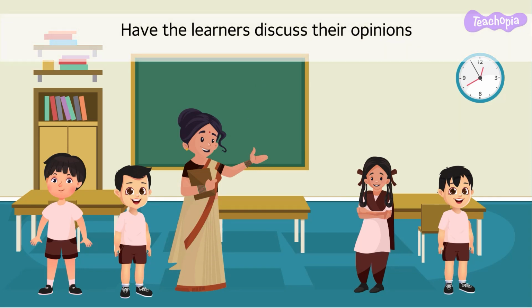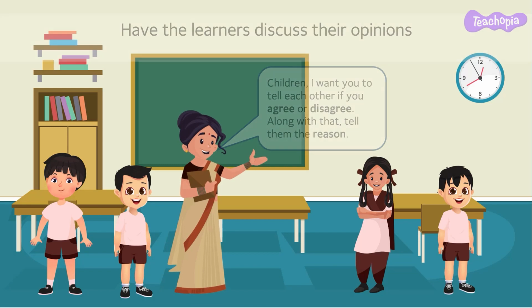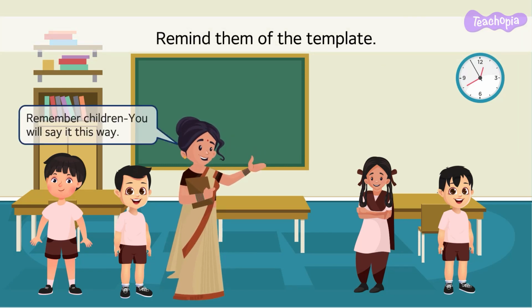Divide the learners into pairs or groups and ask them to discuss their opinion with one another. Children, I want you to tell each other if you agree or disagree. Along with that, tell them the reason. Remind them of the template first. Remember, children, you will say it this way. I disagree because dash. I agree because dash.